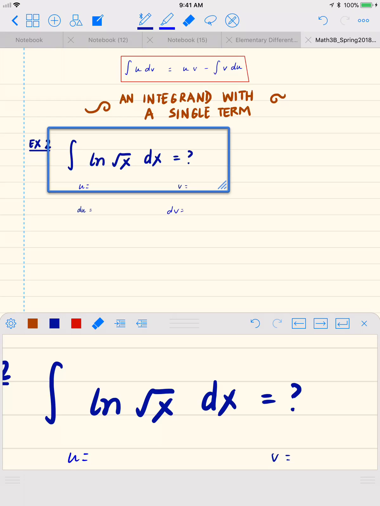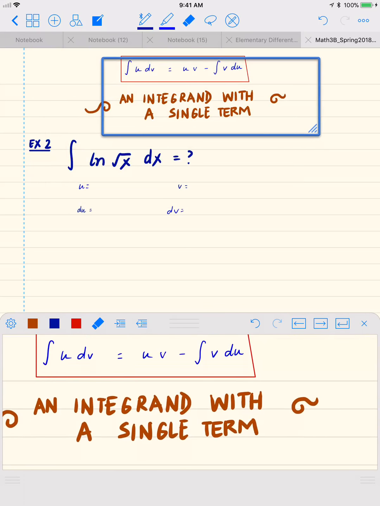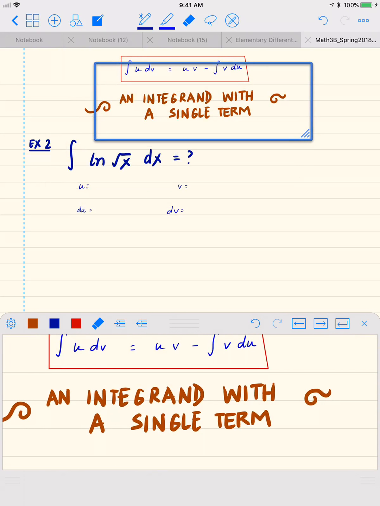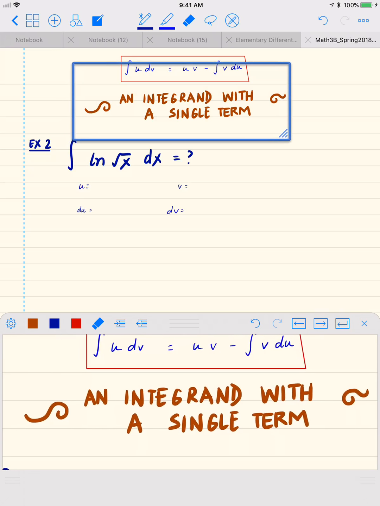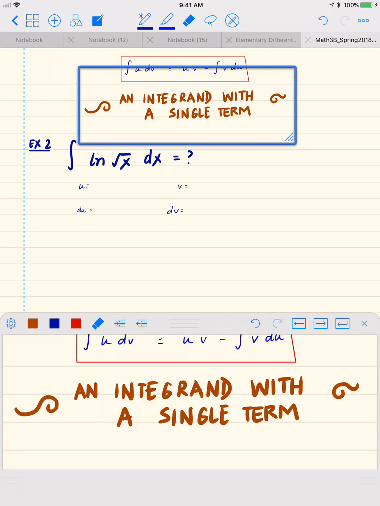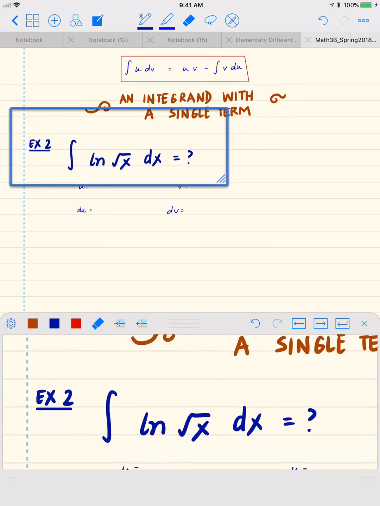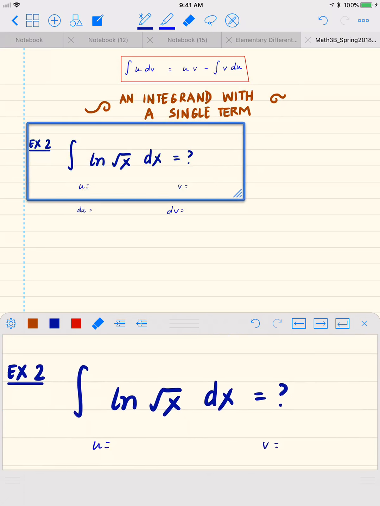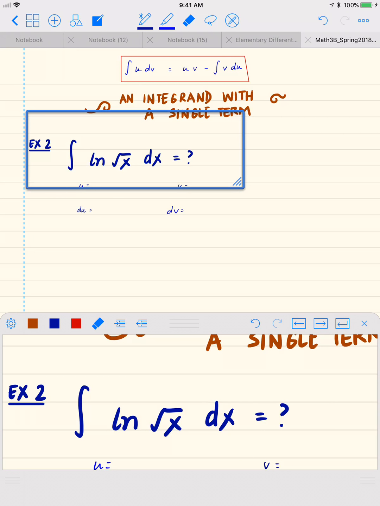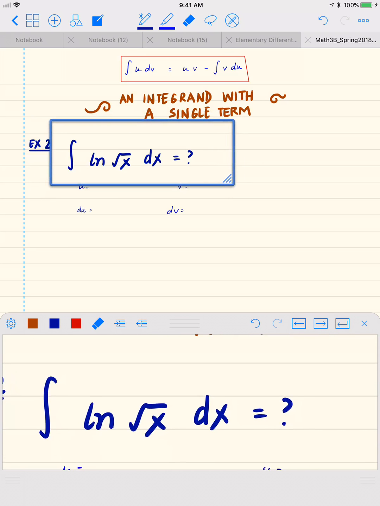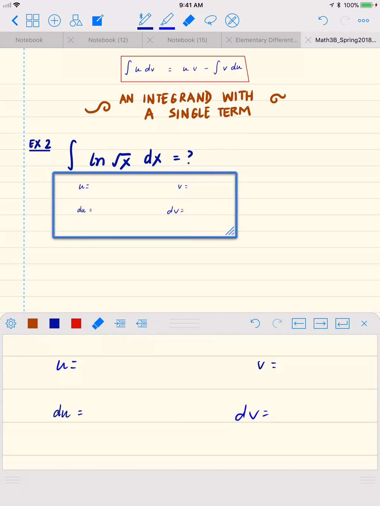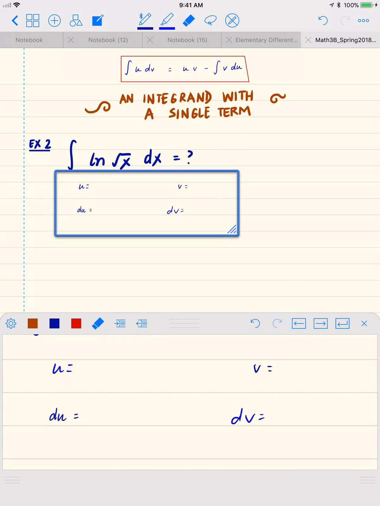Let's continue with our second example of using integration by parts to evaluate an integral where the integrand is just a single term. This is the example we're going to look at: the integral of the natural log of square root of x dx. Step 1, of course, is to find a good choice for u and dv.